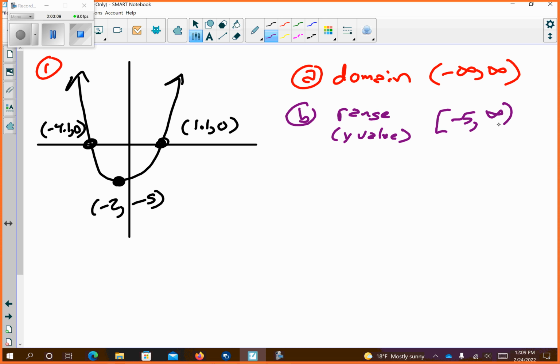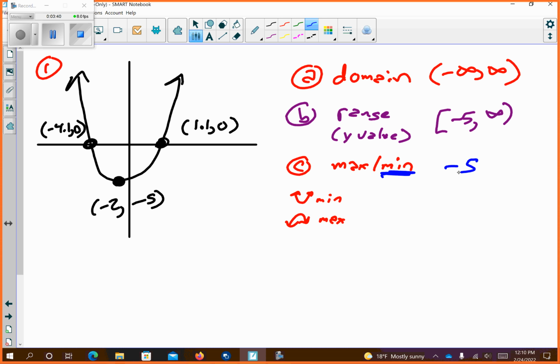Okay? All right. So letter C, they want to know, do we have a max or a min? So what we need to look at is this. If our parabola opens this way, we have a min. If it opens this way, we have a max. Okay? So this is a min. And so what is my lowest y value? -5. Okay? Kind of silly?